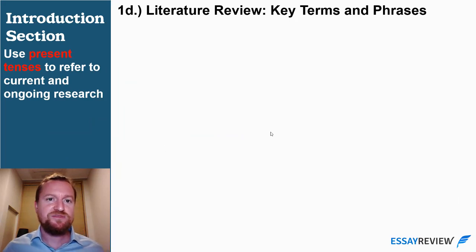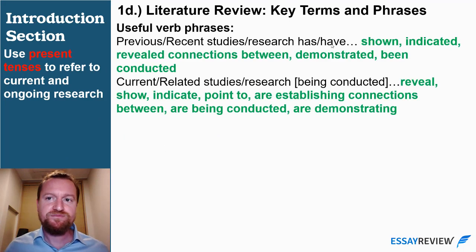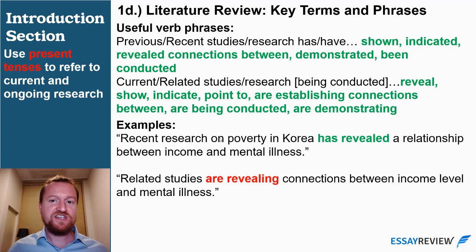Okay, so here's some key terms and phrases for the literature review. Previous studies have indicated, previous studies have revealed connections between. Current studies, okay, we're going to use the present tense here. Current studies reveal, current studies show, current studies indicate, etc. So there's a lot of verbs. Make sure to use the correct verb, of course, but rather than just is, are, were, it's better to use a higher level academic verb. Let's look at some examples.